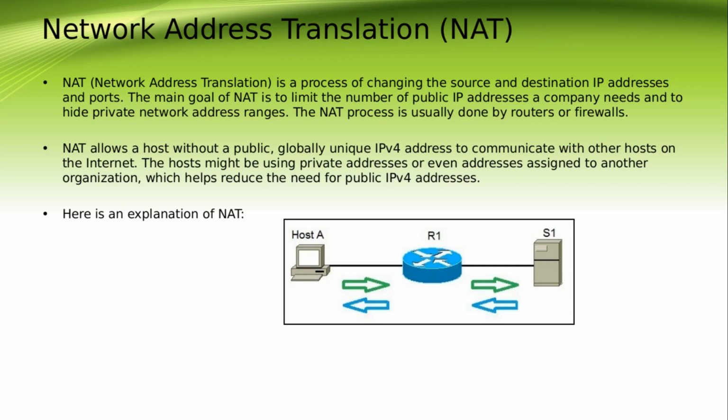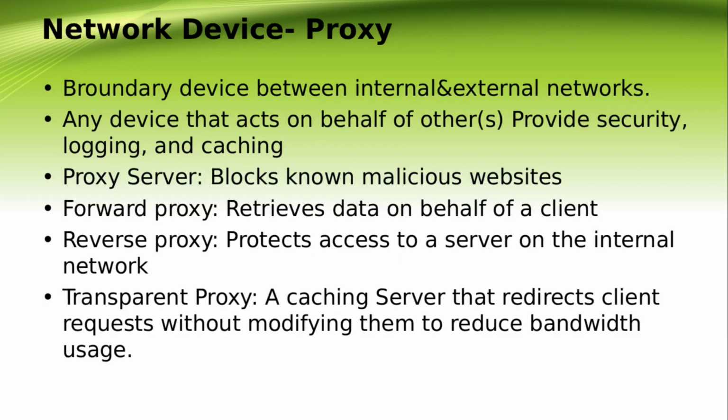So okay, network device: proxy. It is the boundary device between internal and external networks, any device that acts on behalf of others, providing security, logging and caching. The proxy server can block known malicious websites. Forward proxy retrieves data on behalf of your client. Reverse proxy protects access to servers on the internal network. Transparent proxy is a caching server that redirects client requests without modifying them, to reduce bandwidth.